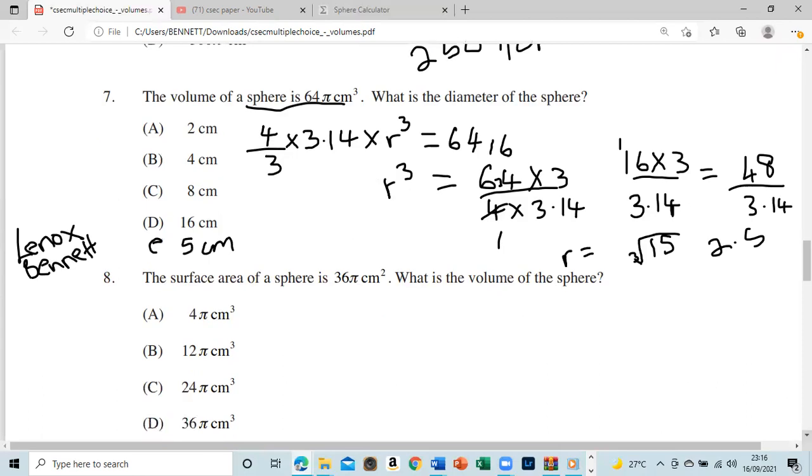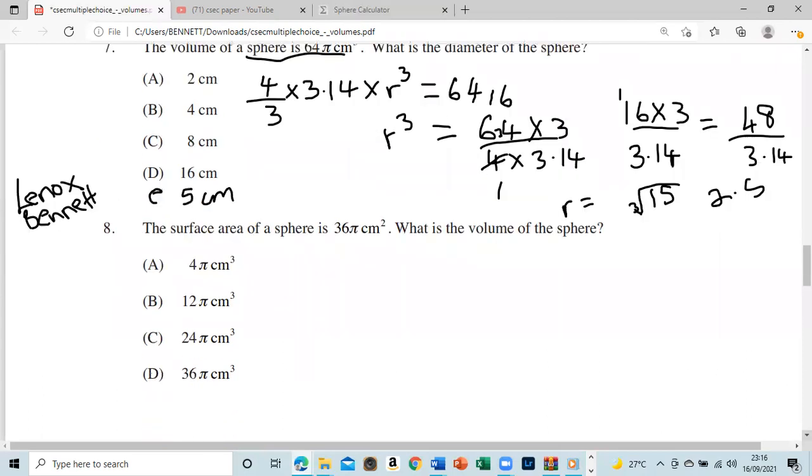Alright. The surface area of a sphere is 36 pi centimeters squared. What is the volume of the sphere? Alright, so first we have to write the formula for the total surface area. A is equal to 4 pi r squared. So we have to take it from the formula. If this is on the sheet, guys, we don't have to know it out of our head, right? So they give us this.